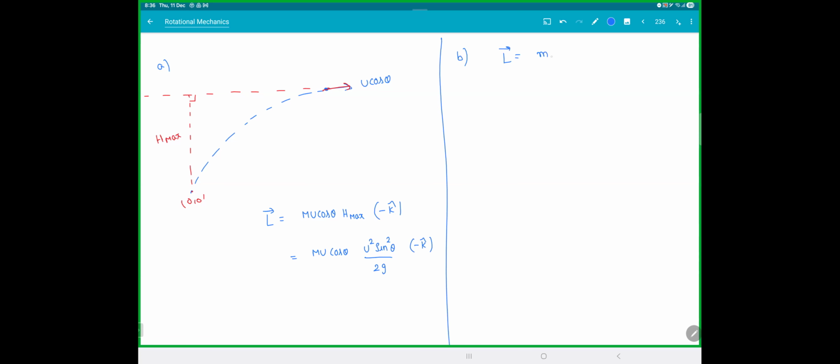Angular momentum is equal to m r bar cross v bar, and I hope you know this from kinematics. What is r bar? U cos theta t i cap plus u sin theta t minus half g t square j cap. And v bar is u cos theta i cap and u sin theta minus g t j cap. Then you have to do r cross v bar there. Check it out.